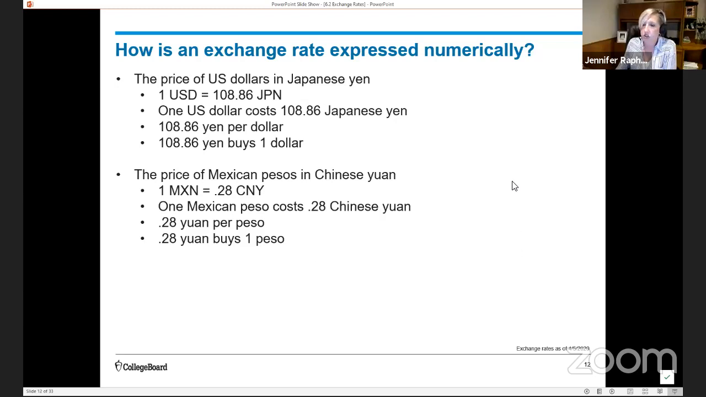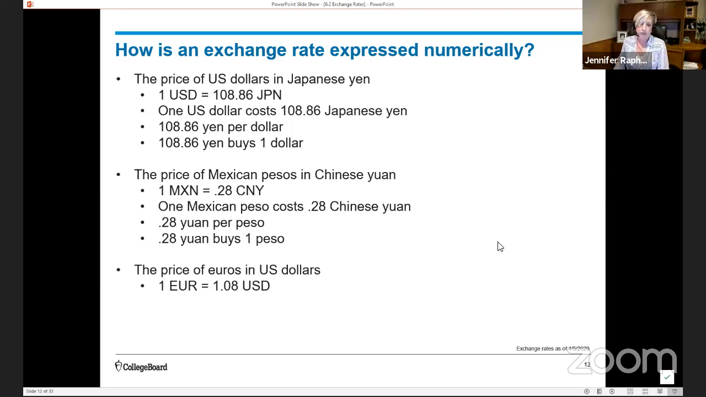All right, let's look at our third example. I'm going to give you the exchange rate, and I want you to see if you can write the 3 bullets underneath. So we're going to look at the price of euros in US dollars. So here was the exchange rate as of yesterday. Can you write the other 3 bullets? Okay, if you can't, this is something you want to practice.